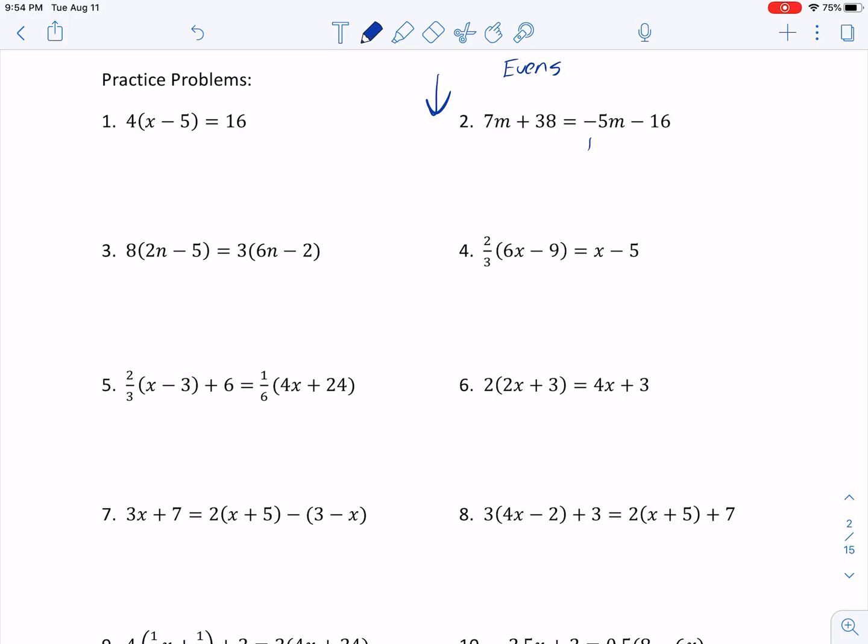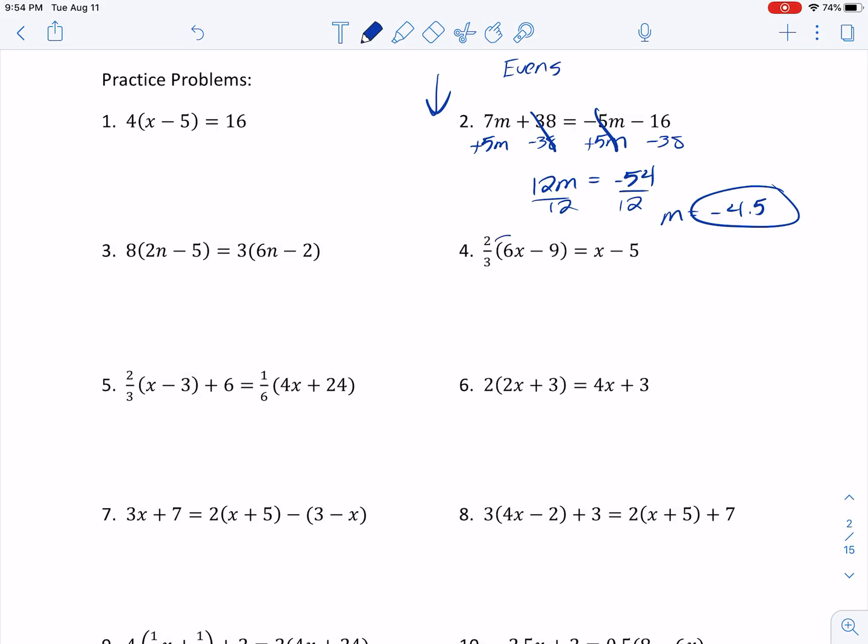For number 2, when we are getting our like terms on the same side, we get 12m equals negative 54 and m equals negative 4.5. For the sake of time, I'm not going to plug each of these back in and check. You are welcome to do that on your own.